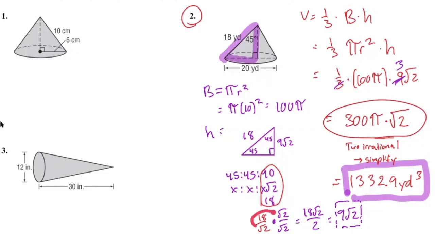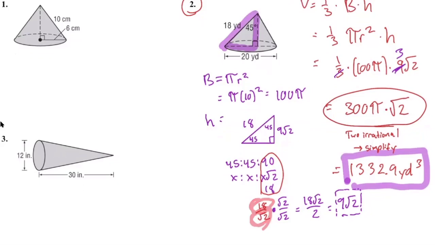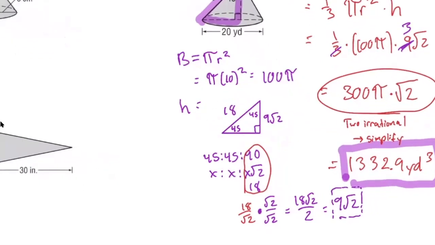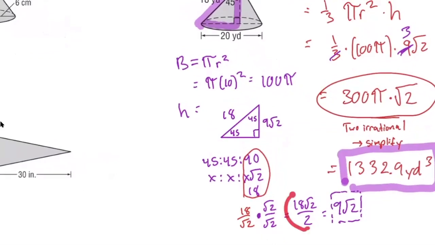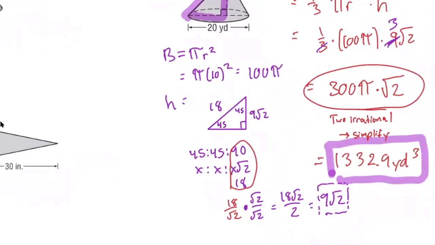So I took 18, divide by radical 2. Then when you divide by a radical, you can't have a radical at the bottom, so you need to rationalize it. And then you have 18 radical 2 over 2. So your height, simplified, is 9 radical 2. Good job, Jason.